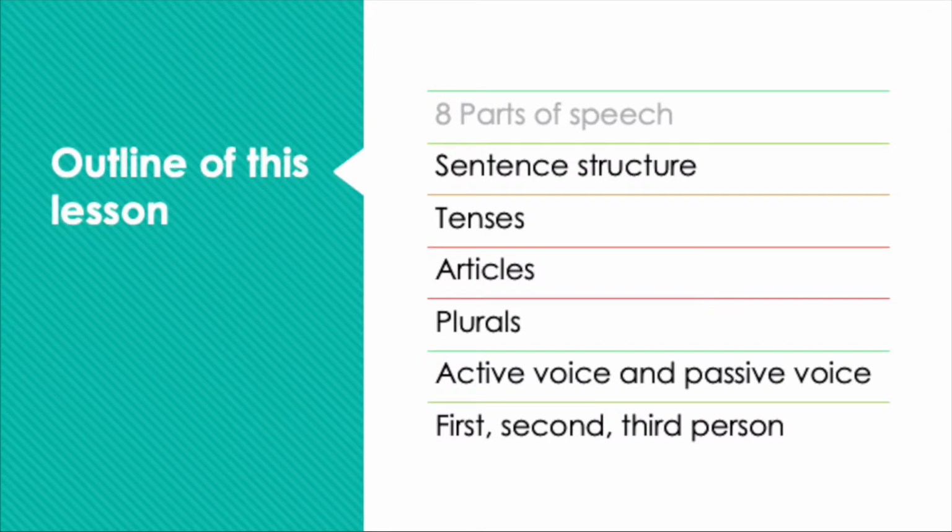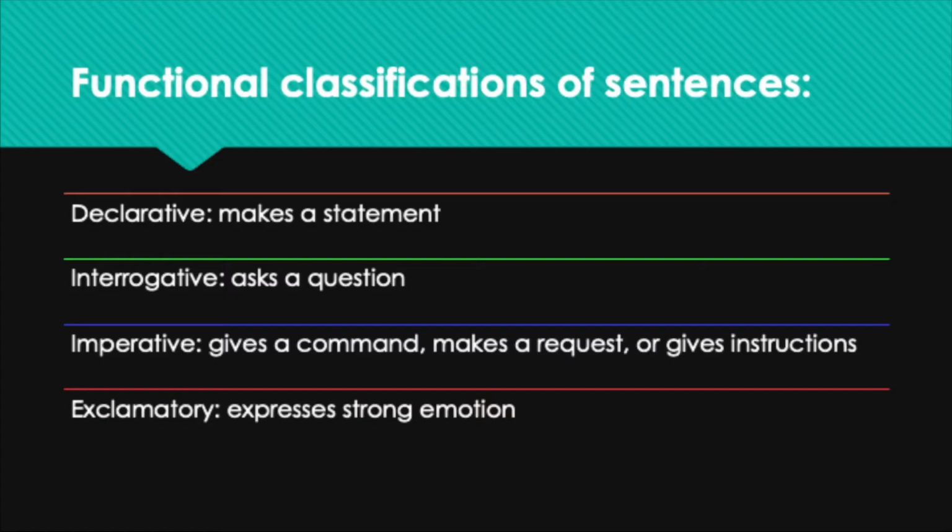Next, we're going to look at sentence structure. So in English, there are 4 functional categories of sentences. We can classify them into declarative, interrogative, imperative, and exclamatory. Now let's start with the last one, exclamatory. We already looked at the interjection as a part of speech, and that goes along with an exclamatory sentence. It expresses strong emotion. We're not going to use those in scientific writing.